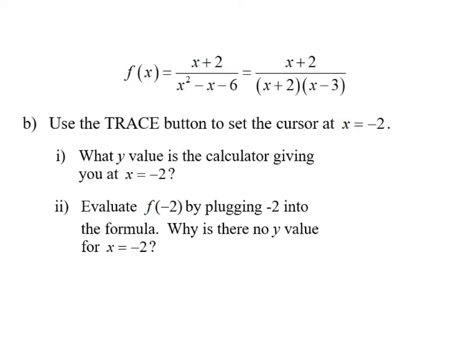So now we're going to repeat what we just did, but instead of doing it at x equal to 3, we're going to do this at x equal to negative 2. So pause the video, go back to the graph on your calculator, and see what value you get from the trace button at negative 2. And then plug negative 2 into your function and see why it's giving you that.